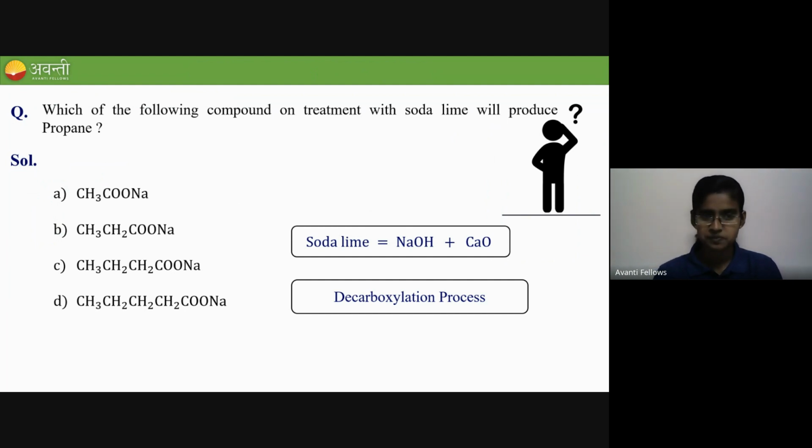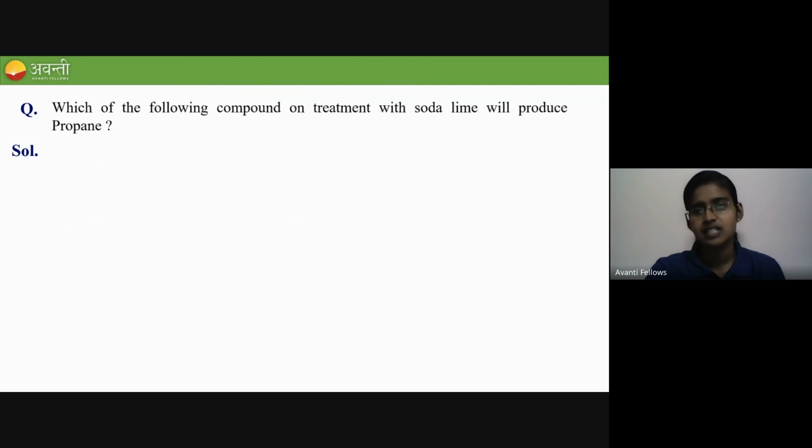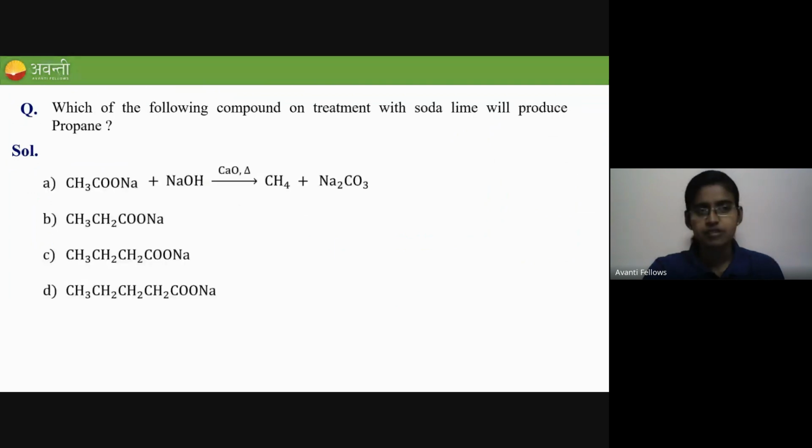Option A. Okay, option A. So if I am taking option A, what is the product I'm getting? I'm getting CH4. Decarboxylation, I told you, right? Na2CO3 will be released and the CH3 is going to form the bond with H. That's all.